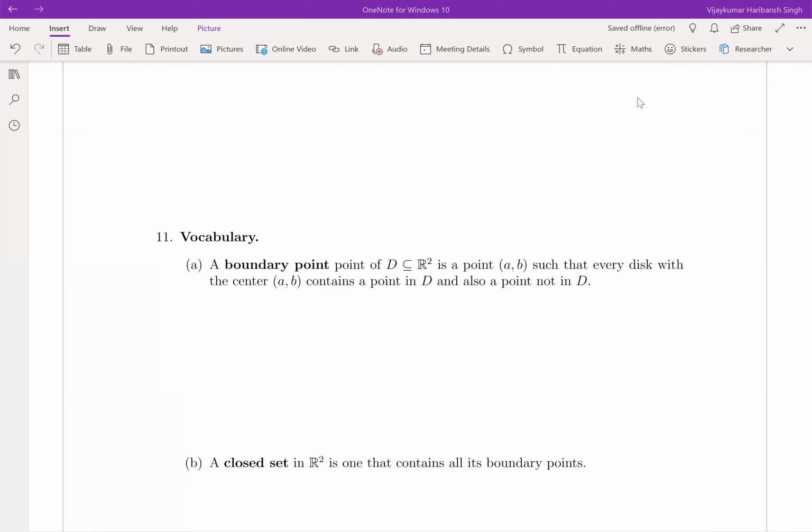Welcome, students. We want to continue our discussion about extreme values of the function. We discussed local maximum and local minimum in the last class. Today, we want to talk about absolute maximum and absolute minimum.